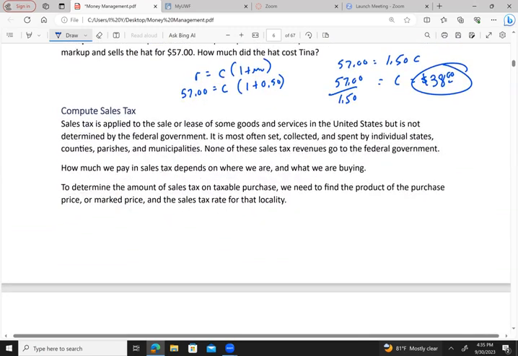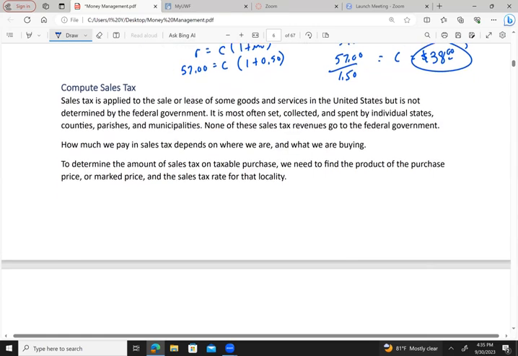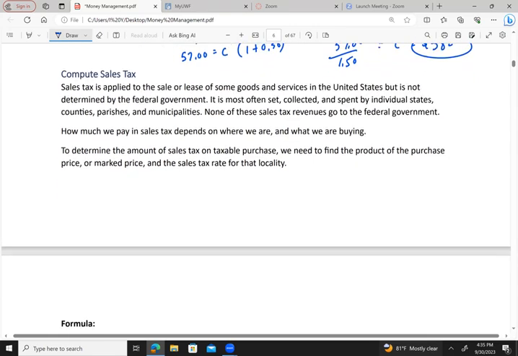Sales tax is applied to the sale or lease of some goods and services in the United States, but is not determined by the federal government. It is most often set, collected, and spent by individual states, counties, parishes, and municipalities. None of this sales tax revenue goes to the federal government. How much we pay in sales tax depends on where we are and what we are buying. To determine the amount of sales tax on a taxable purchase, we need to find the product of the purchase price or marked price and the sales tax rate for that locality.